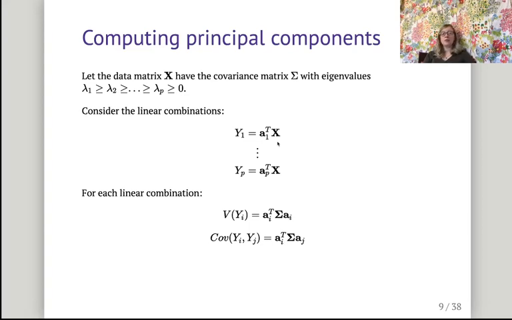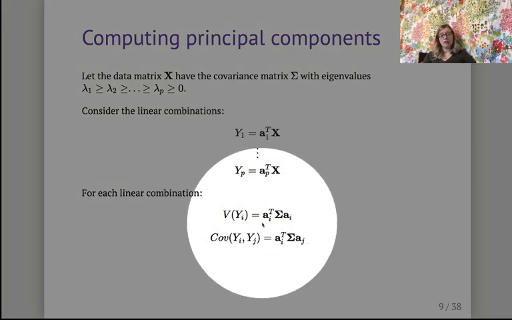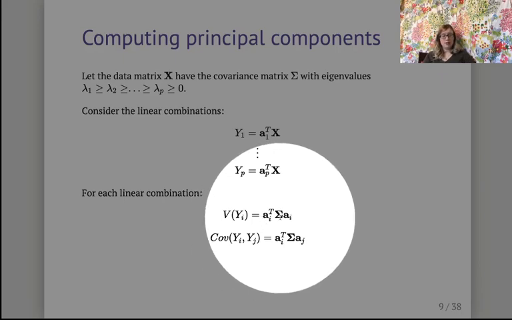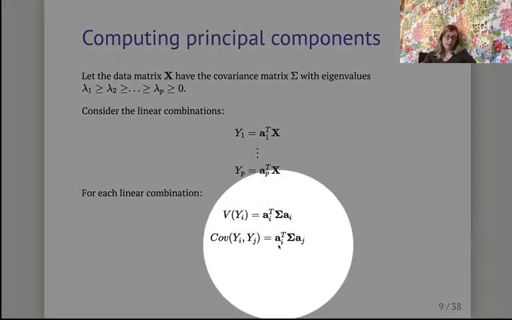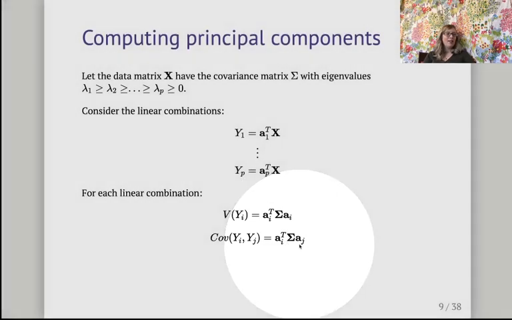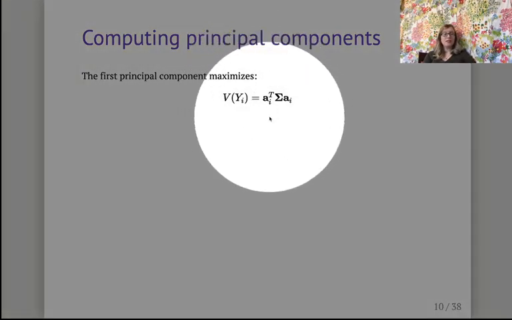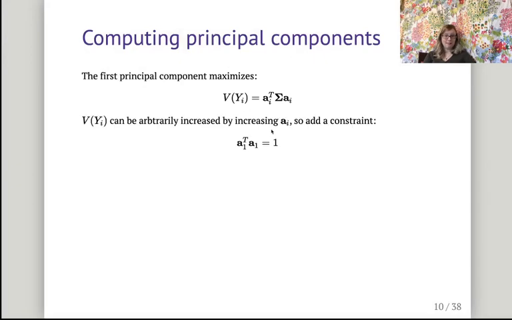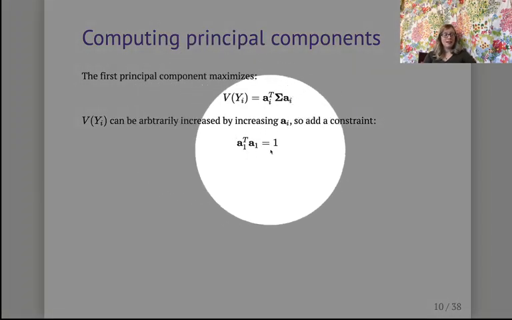In this setup, we have some properties. The variance of any one of these linear combinations is the vector of coefficients, so A transpose times sigma times A. The covariance is A transpose for variable i times sigma times A for variable j. So this first principal component is going to be chosen such that this variance gets maximized. Our constraint in vector terms looks like this: A transpose times A will equal 1.